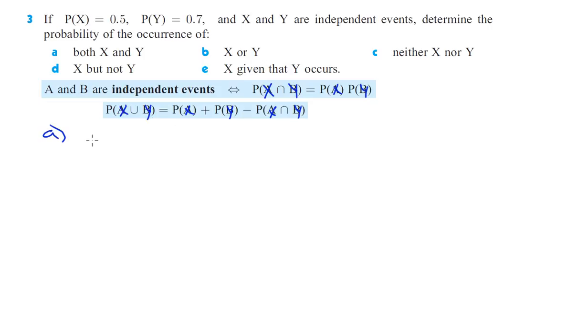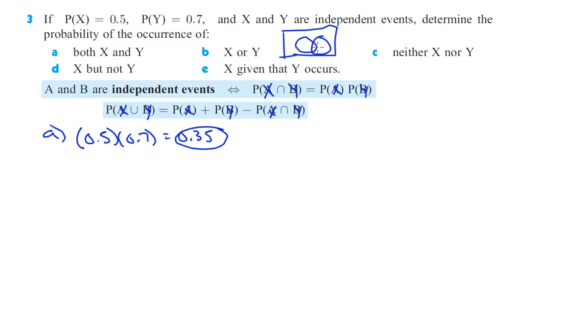So X and Y is just going to equal the probability of X times the probability of Y. So probability of X, we got 0.5 times 0.7. If we multiply that together, we get 0.35. So that's what the probability of both X and Y is going to be. Okay. Probability of X or Y, so that's going to be, if we're looking really at a Venn diagram here, ooh, that's terrible.